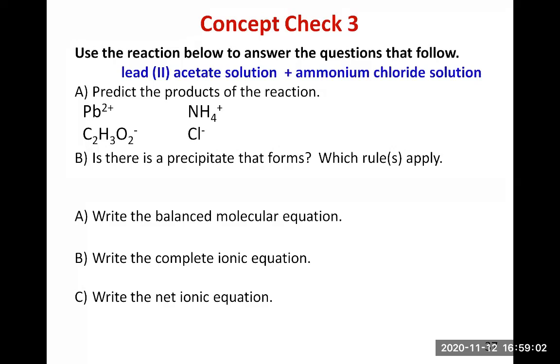So to predict the product of the reaction, we need to exchange the partners. And so the positive Pb2+ now will go with the chloride. And then the ammonium ion will go with the acetate, because you need to have the positive ions go with the negative ions of the other compound.